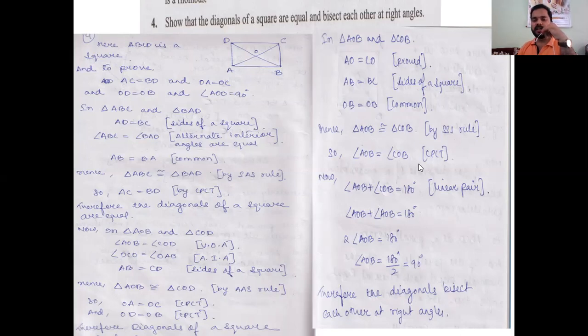Now you see these two angles are equal, but their sum is equal to 180 degrees, that is linear pair. I will just replace the value of COB here. After solving, I got AOB 90 degrees. See, if AOB is 90, then obviously COB will also be 90, because we have shown that these two angles are equal. So easily I can say now that the diagonals of a square are equal and they bisect each other at right angles. Okay, next question.